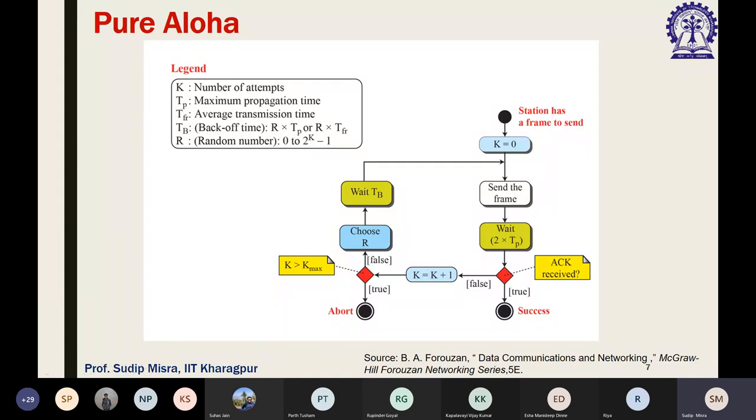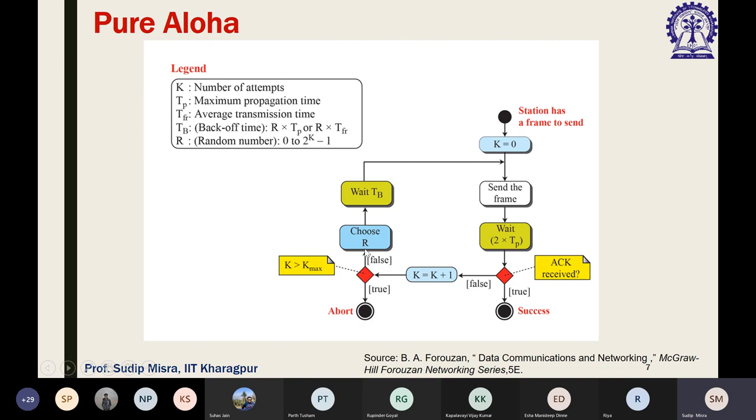If the ACK is not received, this is where basically all this complexity comes in. Then you increase the value of k to k plus 1. That means you are going for the next attempt, right? Then you check whether the maximum number of permitted attempts, which is basically 15, has been reached or not. If k is already greater than k max, then you do nothing, you abort and come out of this process. If it is less, you go for the next attempt.